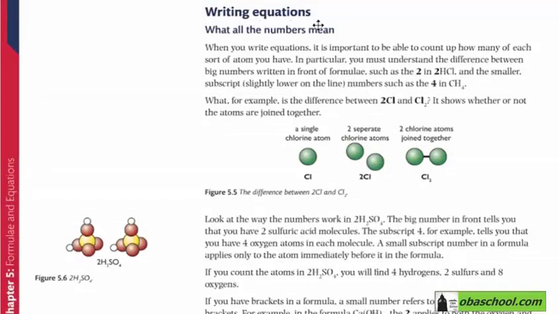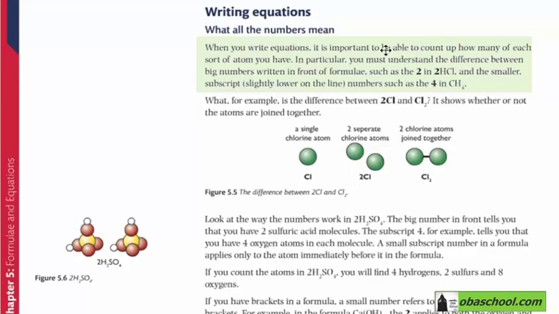Writing equations, page 36. What all the numbers mean. To write an equation, you should understand the meaning of the numbers used in this equation. When you write equations, it's important to be able to count up how many of each sort of atom you have. So it's important to know how to count the numbers of atoms in a chemical equation.